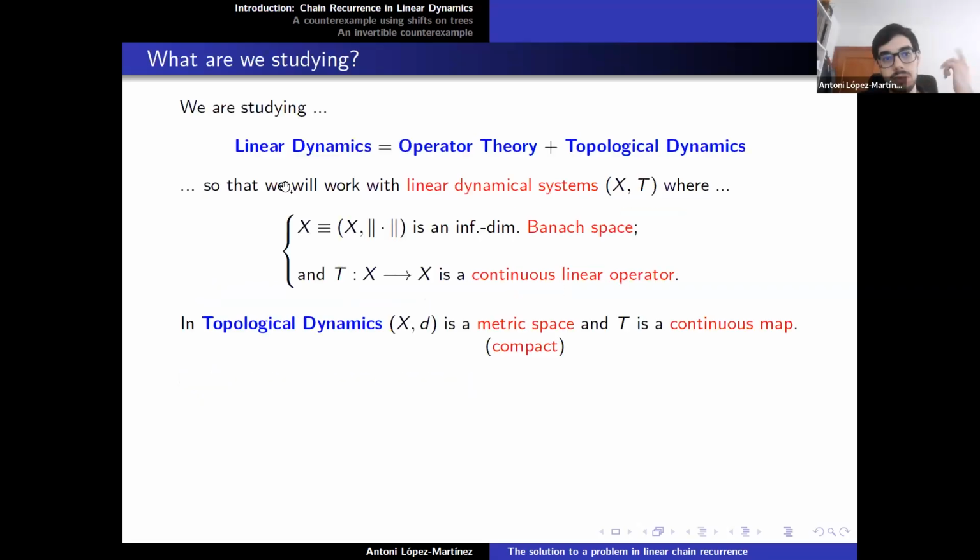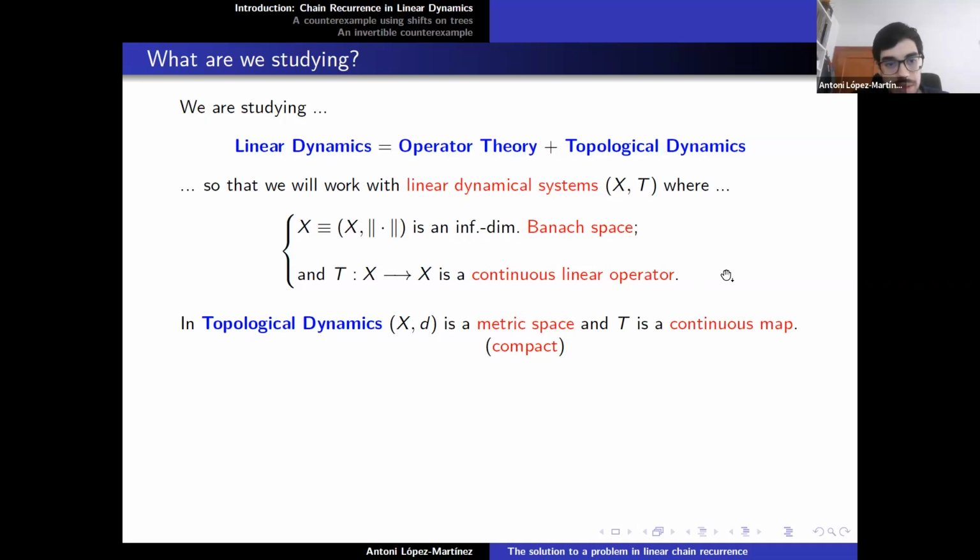We are studying linear dynamics, and linear dynamics is the combination of operator theory and topological dynamics. So we always have (X, T), a pair which is called a linear dynamical system, where X is a Banach space, usually infinite dimensional, and T will be a continuous linear operator. In topological dynamics, sometimes what they do is consider X just as a metric space and T as a continuous map. And in fact, sometimes this metric space is compact, as we will see along the talk.